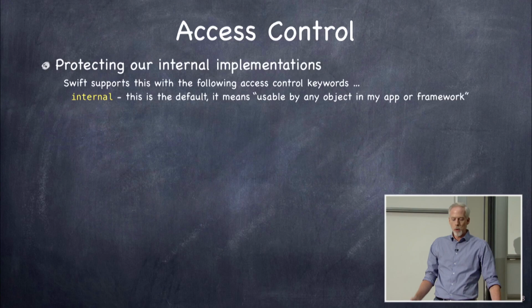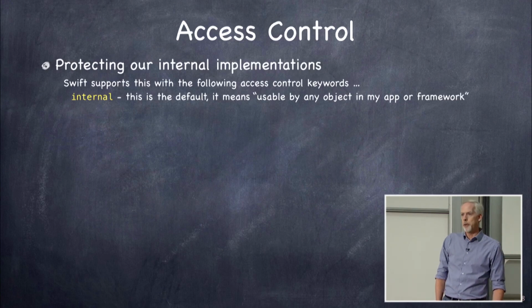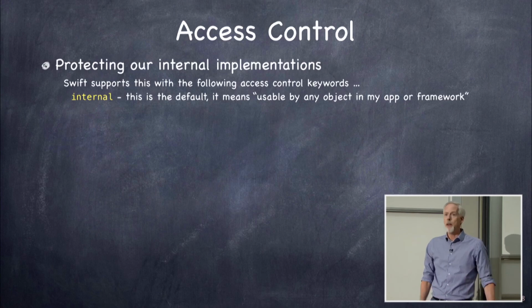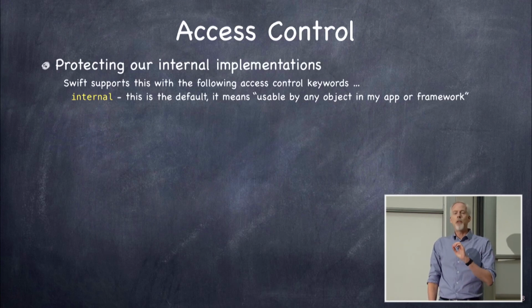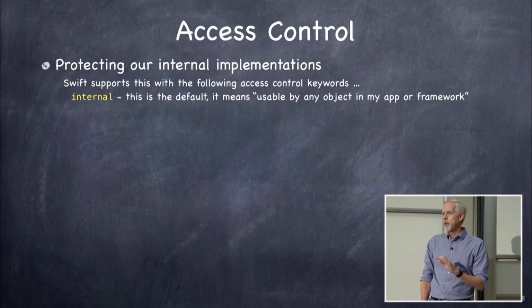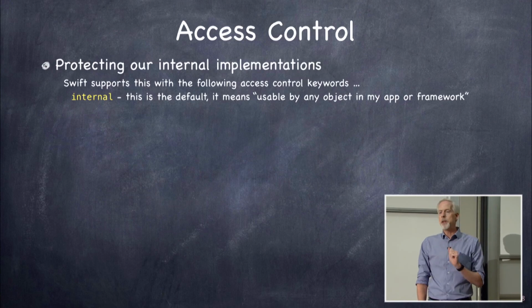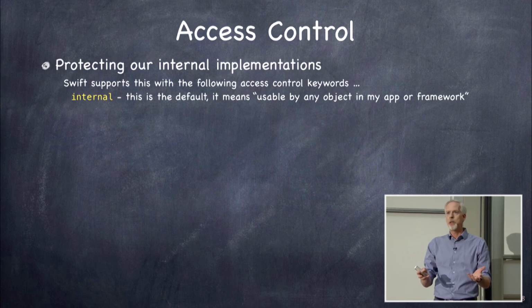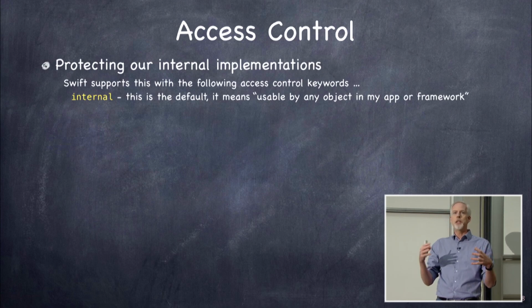So what are these keywords? Well, the first one is called internal. These are keywords you put in front of vars and funcs, or even classes and structs. You can make entire classes and structs have their access controlled. The default is internal. This one we never actually type in because it's the default. So all the methods and vars we've done so far in Concentration are all internal. Now, what does internal access control mean? It means anyone in your app, any object, any code anywhere, can call that method or access that var. So it's pretty much unlimited access inside your app.